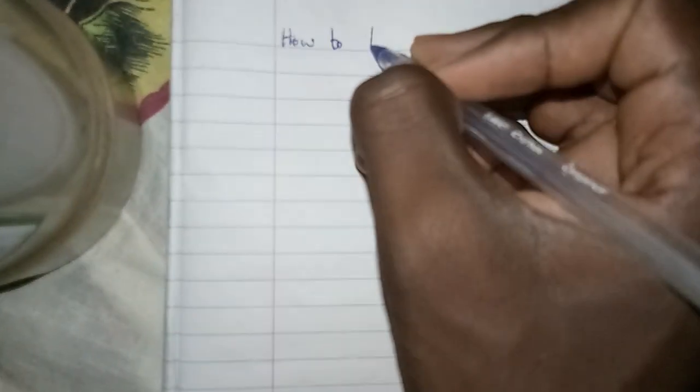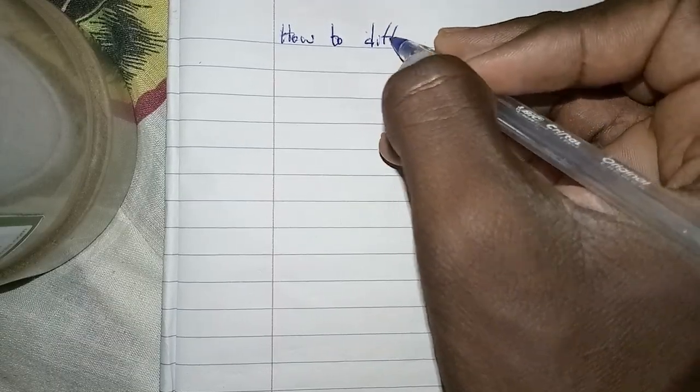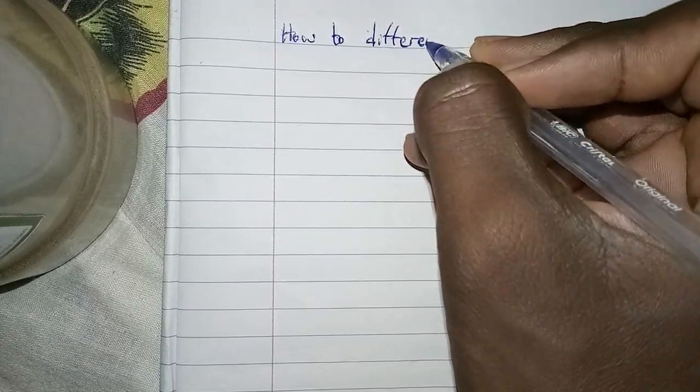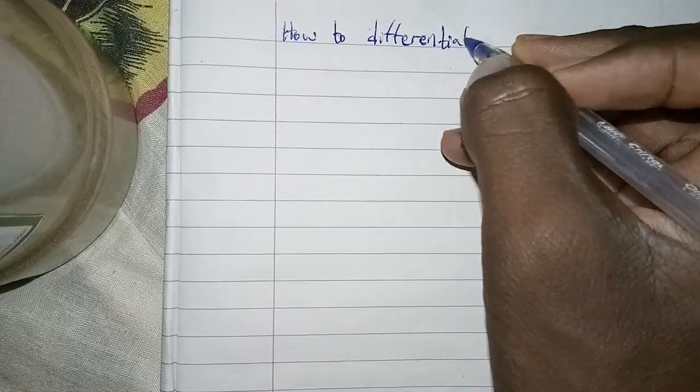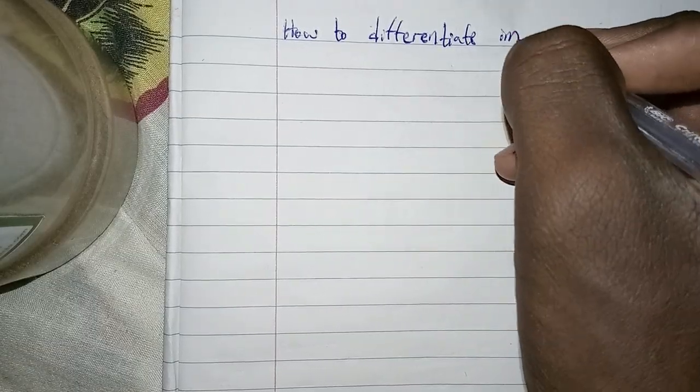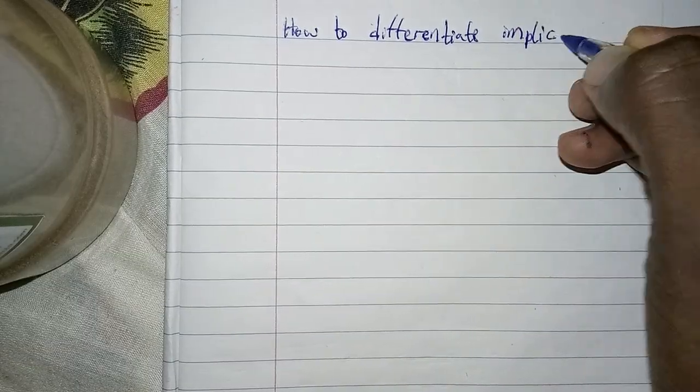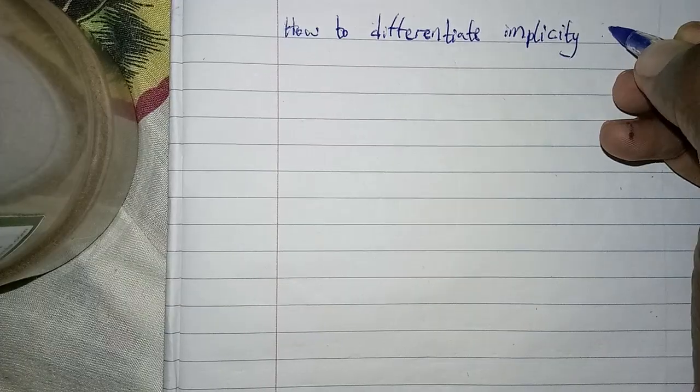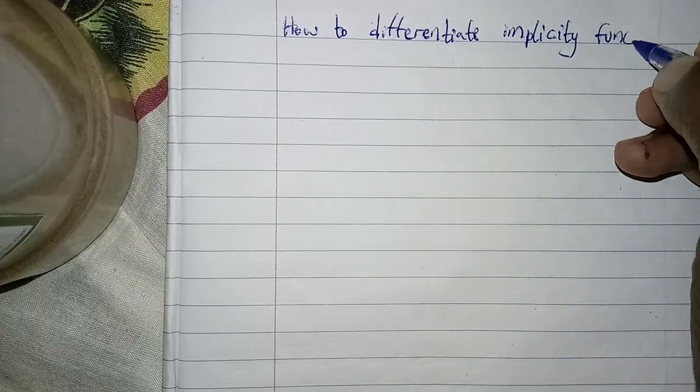So today we are learning how to differentiate implicit function.